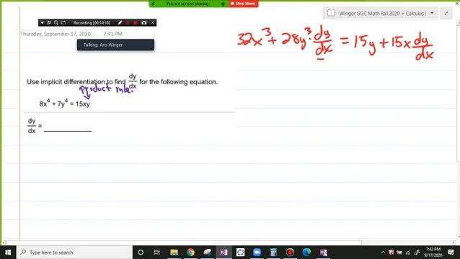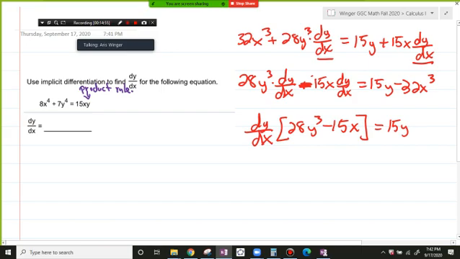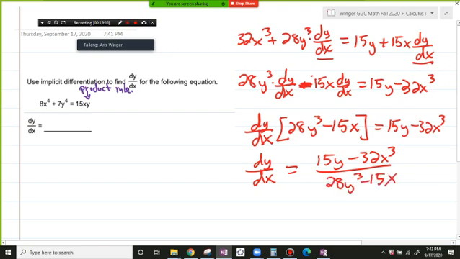Solving for dy/dx, same idea. You got 28y cubed dy/dx minus 15x dy/dx equals 15y minus 20 minus 32x cubed. Factor out and divide: dy/dx times (28y cubed minus 15x) equals 15y minus 32x cubed. And so dy/dx equals 15y minus 32x cubed over 28y cubed minus 15x.